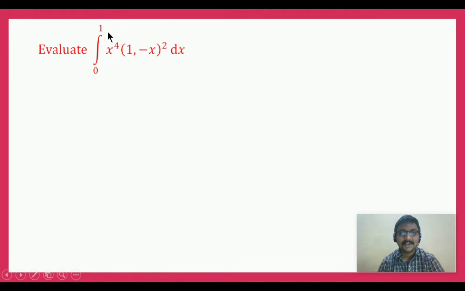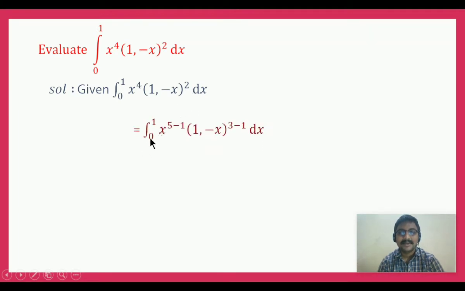Evaluate integral 0 to 1 x power 4 into (1 minus x) whole square dx. Solution, given integral 0 to 1 x power 4 into (1 minus x) whole square dx. Integral 0 to 1 x power 4, 4 can be written as 5 minus 1, (1 minus x) whole square, 2 can be written as 3 minus 1, dx.